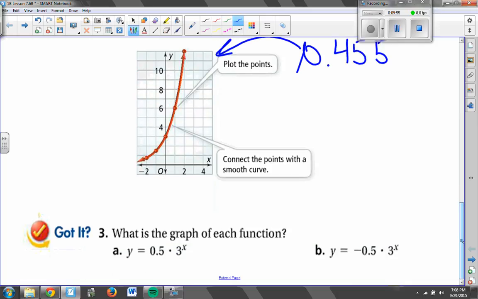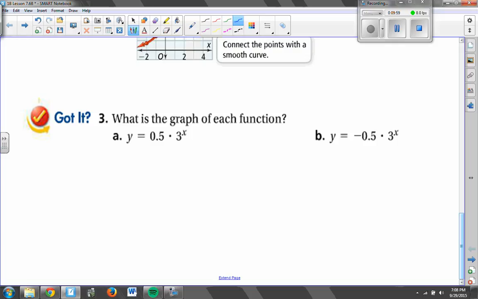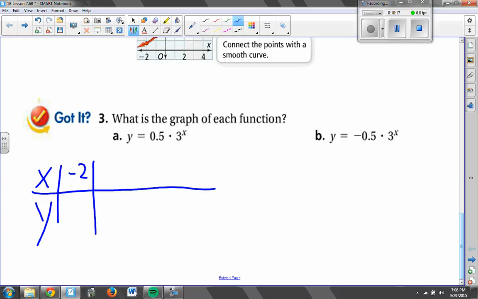And now I want you guys to try these two functions, making a graph of them from a table in your notes. Okay, so again, a table with x and y values, and I suggest these x values: -2, -1, 0, 1, 2. That should be enough.